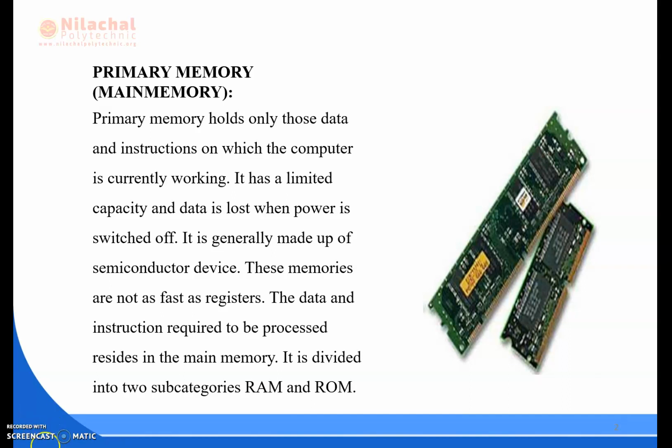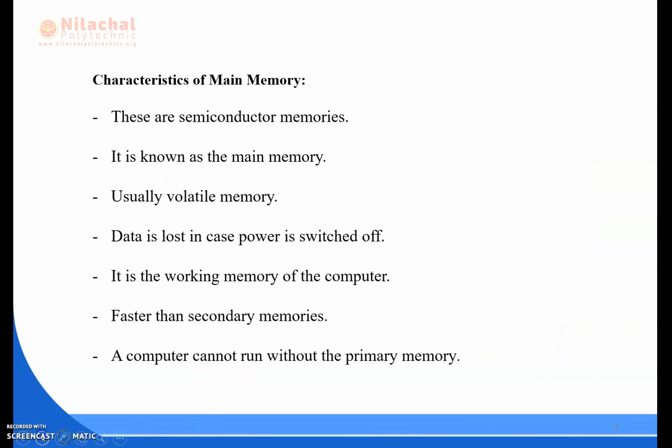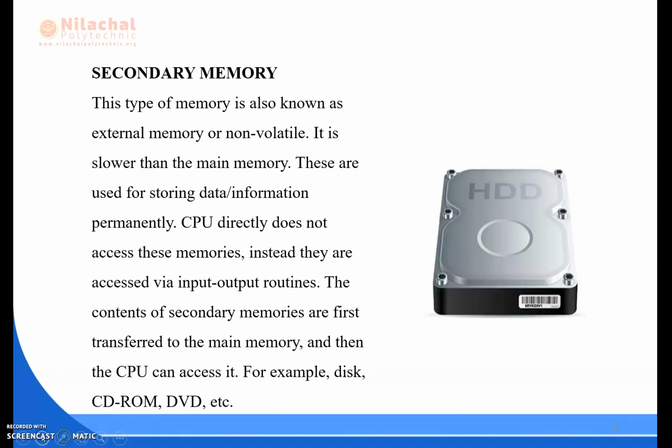Next, we will be moving to the next important memory, that is secondary memory. Here are the characteristics of main memory or primary memory. Let's go through it once again. These are semiconductor memories. This is known as the main memory, usually volatile memory. Data is lost in case power is switched off. This is the working memory of the computer. It is faster than secondary memory. The computer cannot run without the primary memory. These are some basic features of our main memory.